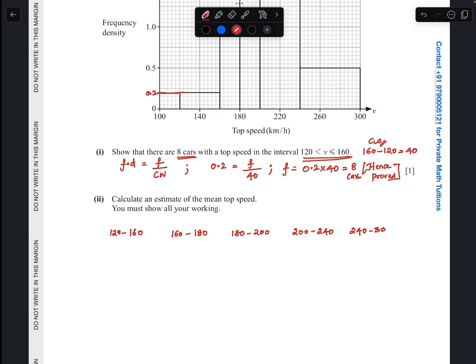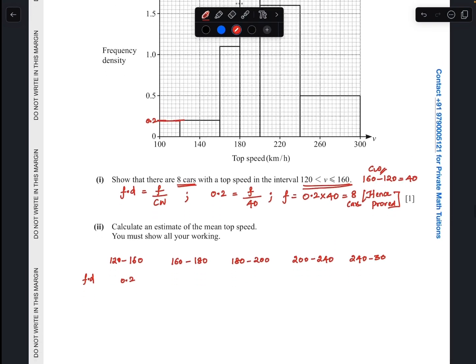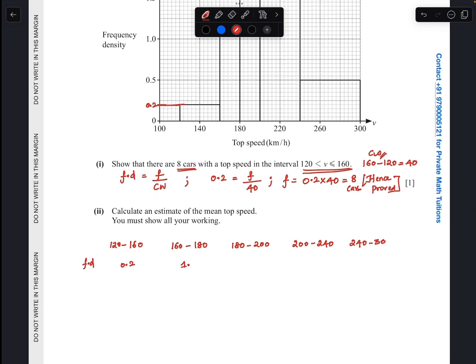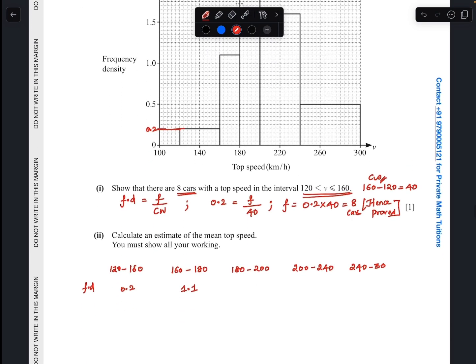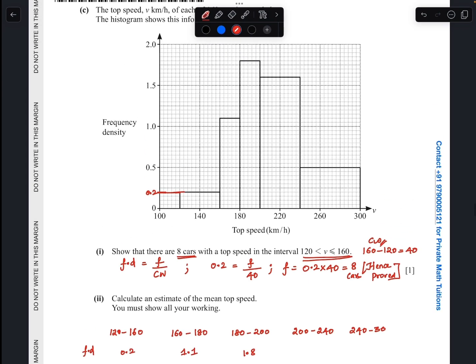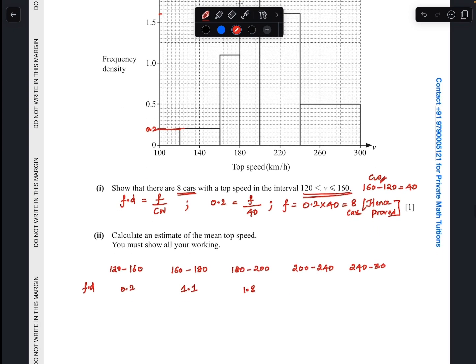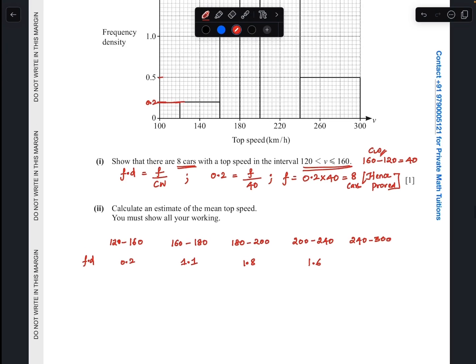So the frequency densities, FD. These are the frequency densities. 0.2. Take it down from the graph very carefully. This is 1.1, 1.8. This is 1.8. 200 to 240 is 1.6, and 240 to 300, which is 0.5.